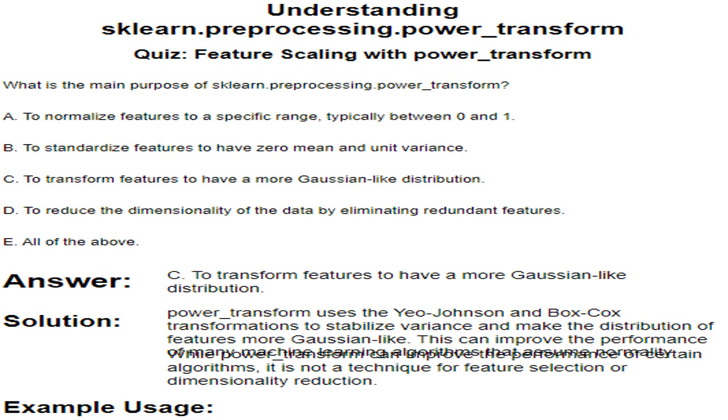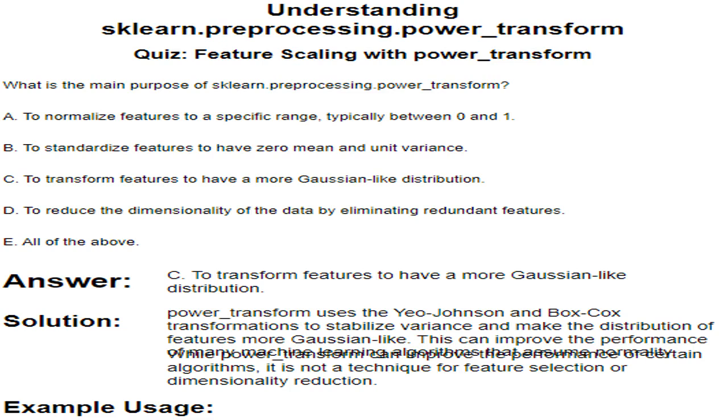False. While PowerTransformer can potentially impact the range of features, its primary purpose is not to normalize features to a specific range. Normalization is typically achieved using techniques like MinMaxScaler. False. Standardization is achieved using techniques like StandardScaler. PowerTransformer focuses on transforming distributions, not solely on standardizing mean and variance.